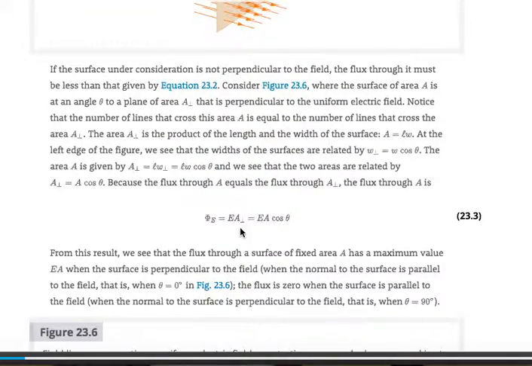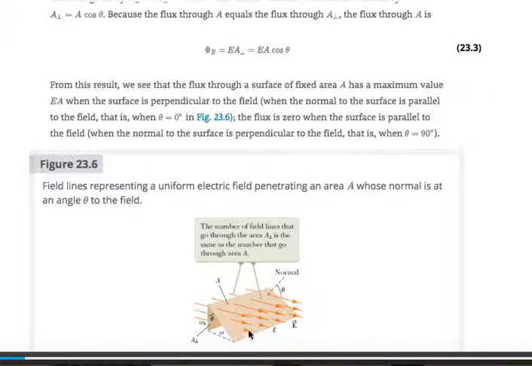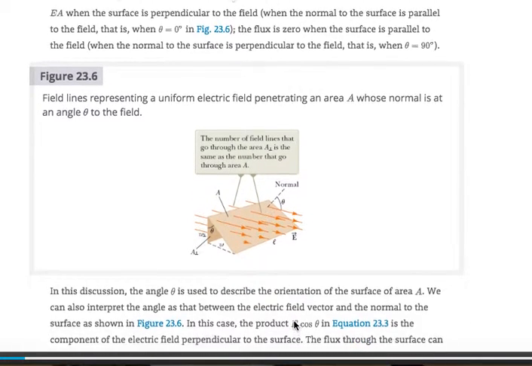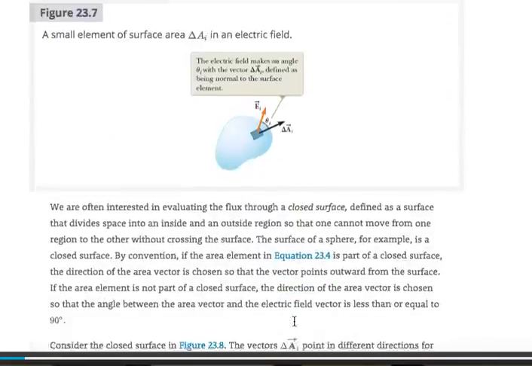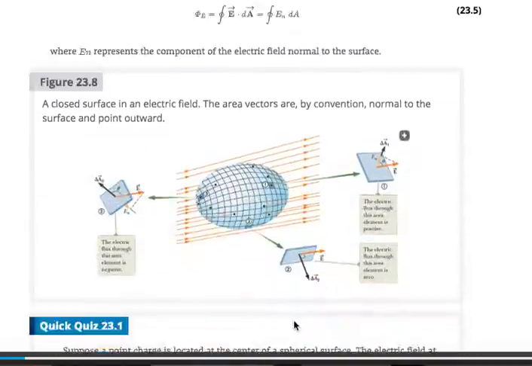If you have an angle between the surface and the electric field, then because you want the perpendicular component of those, you would use EA cosine theta, because you only want the portion which is perpendicular between the two. Electric flux, again, is the charge moving through an area.